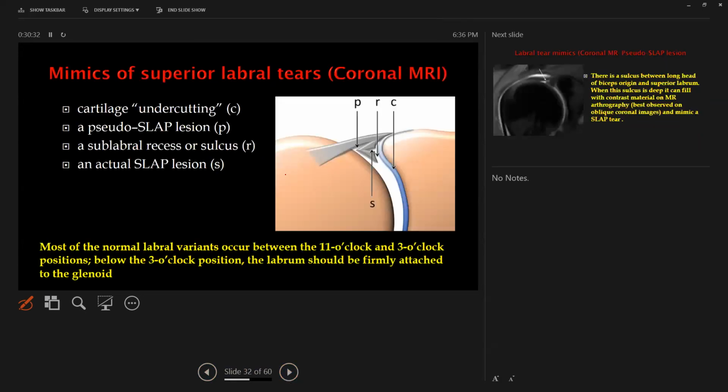On the coronal plane, there are 3 types of normal variants which can mimic a tear. One is a cartilage undercutting, where the hyaline cartilage of the glenoid undercuts the labrum and can give a tear-like appearance. Pseudo slap lesion, which is the P here. I'll show you the pictures. And then the sublabral recess, which is the R, represented here, and then the actual slap tear itself.